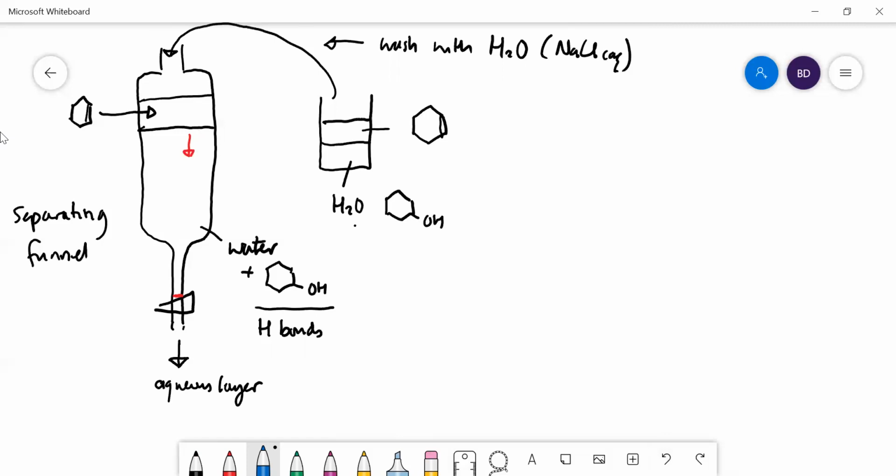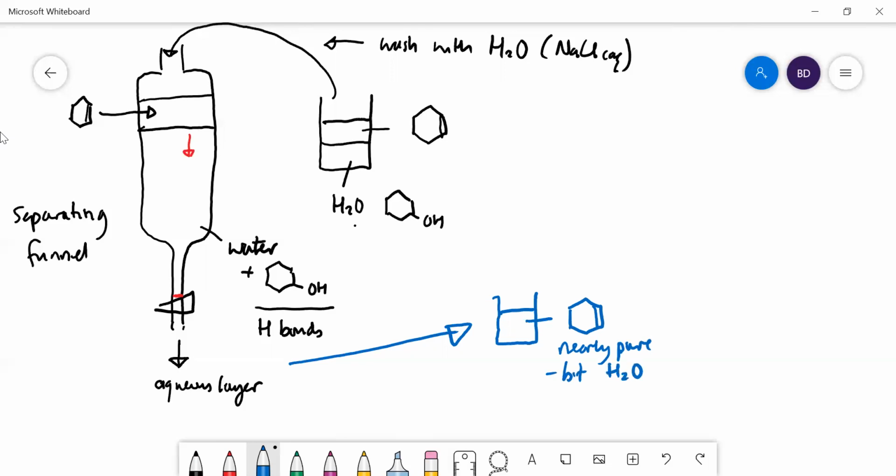So what you're going to end up with from this is a much purer sample of cyclohexene. It's nearly pure, but it's got a little bit of H2O in it still. You need to remove the H2O, particularly if you want a very dry sample to do an infrared spectrum, which you probably won't do at school, but if you did, you'd have to get rid of all of the water.